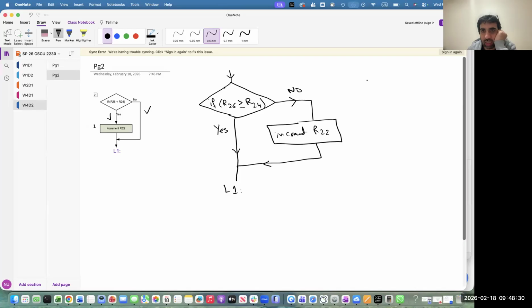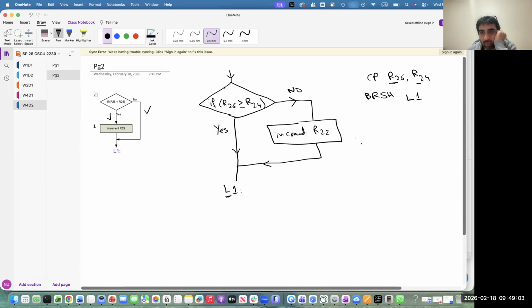Now, how can I write the code? So I simply compare R26 with R24. And now what I'm saying is, if R26 is same or higher than R24, so branch if same or higher. Branch if R26 is same or higher as R24, go to L1 here, right? And L1 is something here, right?